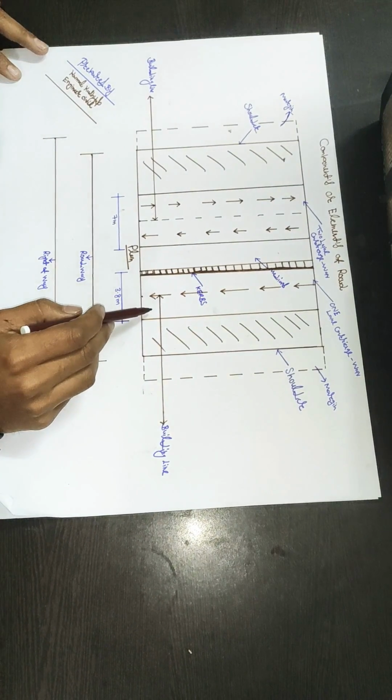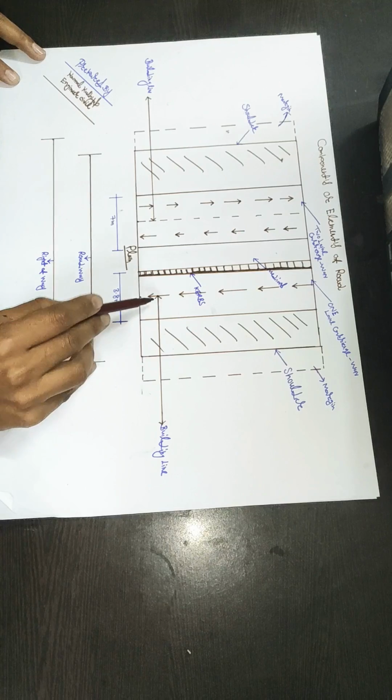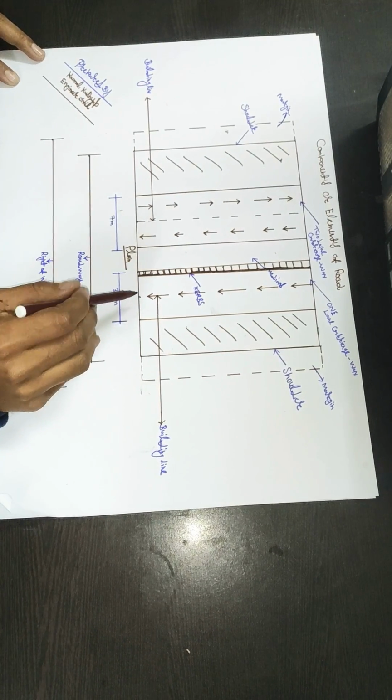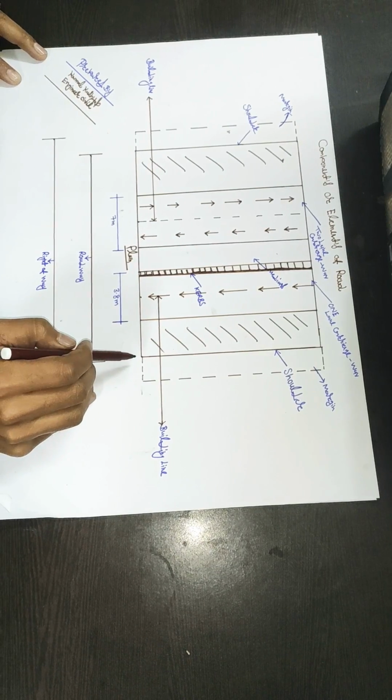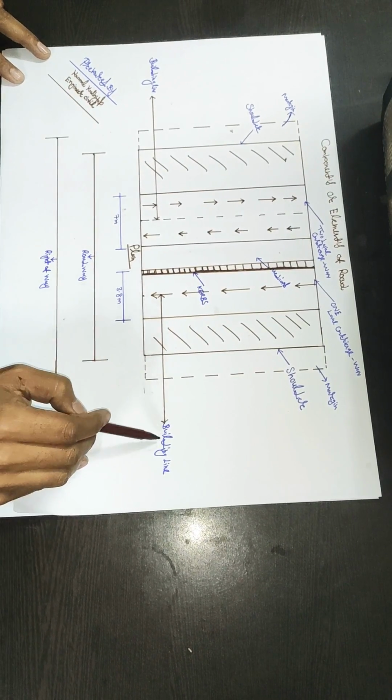Building line. Building line is measured from the center of the carriageway. The distance of the building line is more than 8 meters.